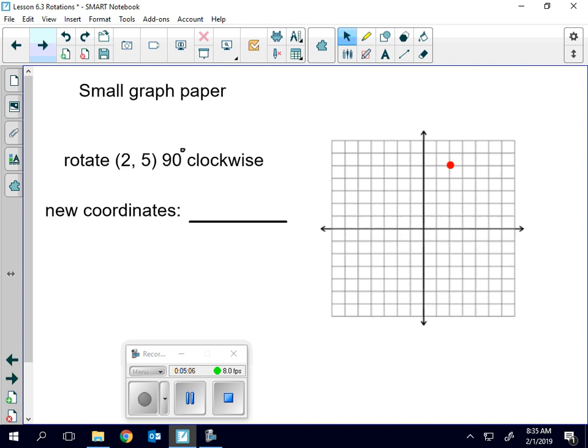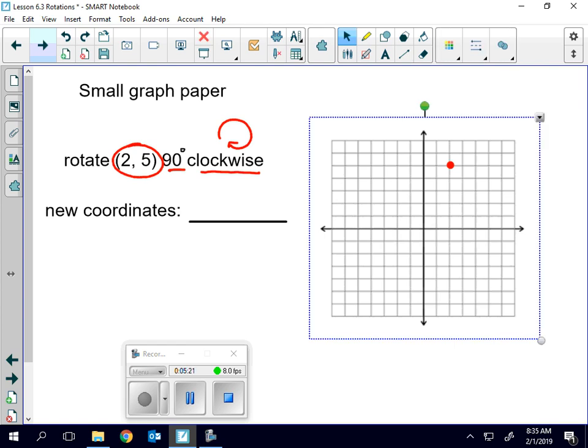We want to rotate this point, which is at 2, 5, 90 degrees clockwise. Okay, remember clockwise goes this direction. So I'm going to go ahead and you're going to take your piece of paper and turn it with me.